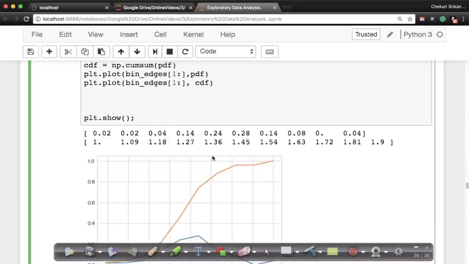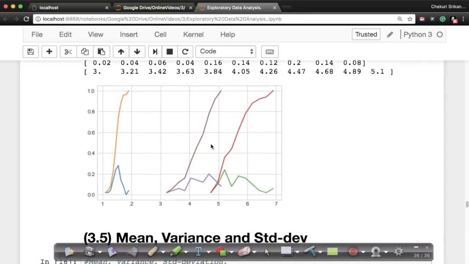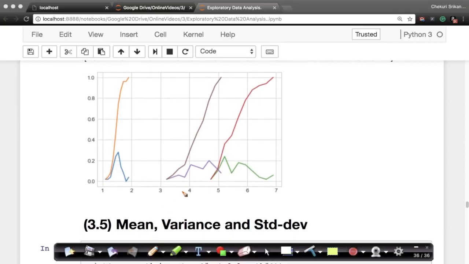So now the next question is, why is the CDF useful? How is the CDF useful for our Iris dataset? Let's look at it. Here I have plotted petal lengths. This is my setosa, virginica, and versicolor, my 3 flower types. These are the PDFs of my 3 flower types, right? I've also plotted the CDFs. So this is the CDF for setosa.